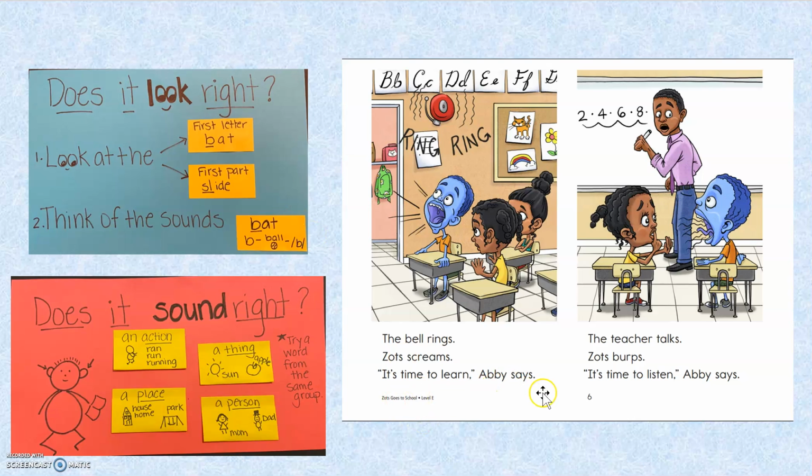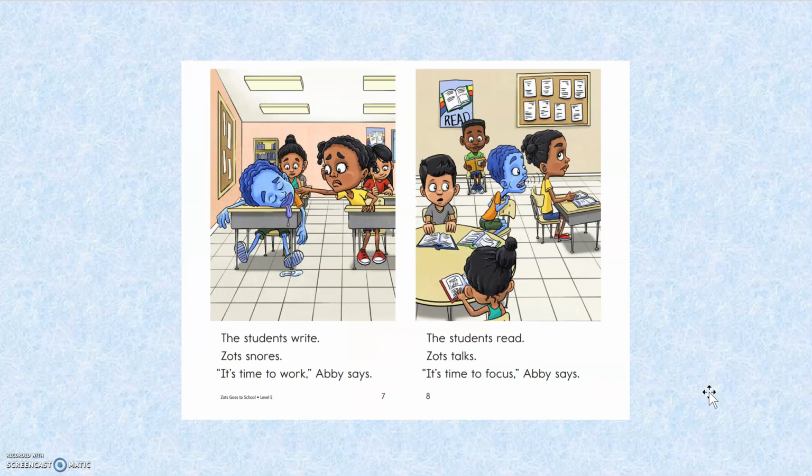It's time to learn, Abby says. The teacher talks. Zots burps. It's time to listen, Abby says. The students write. Zots snores. It's time to work, Abby says.